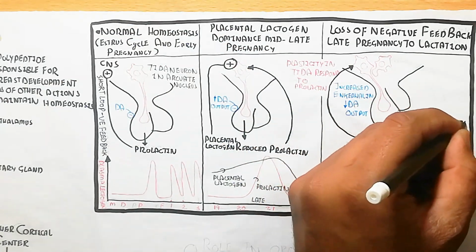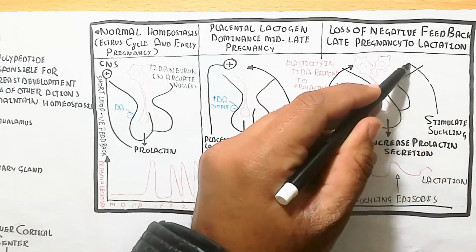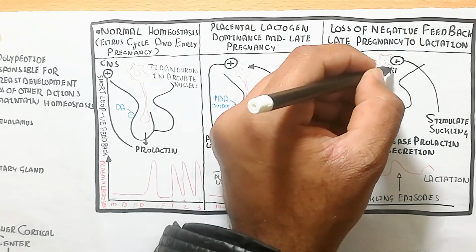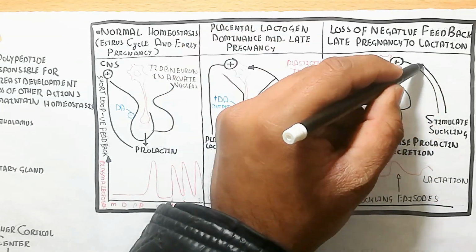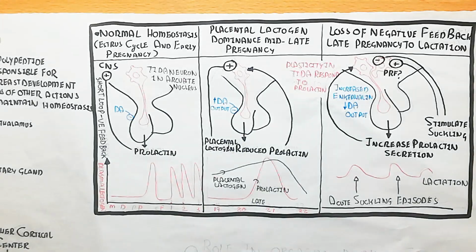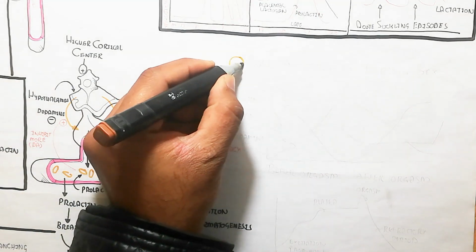the arcuate nucleus, while suckling stimulates the PRF neurons, and on the other hand the hypothalamus also inhibits or stimulates prolactin on the basis of the requirement. Whenever the baby cries, prolactin stimulation will occur.